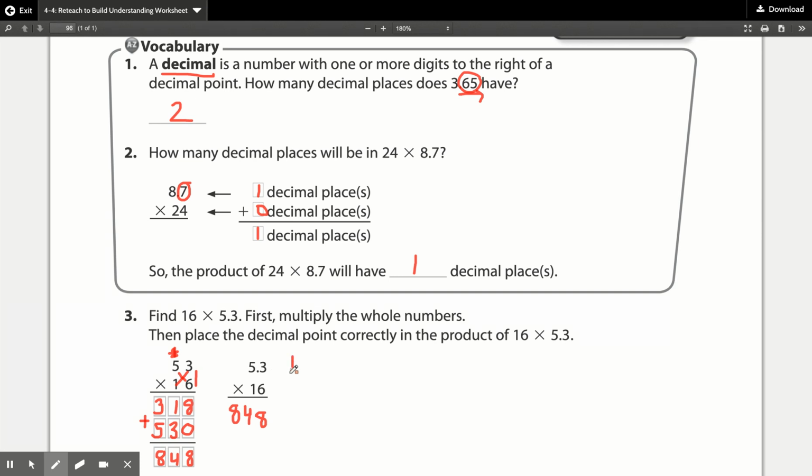But we already said here that I need to look at how many decimal places I have. There is one decimal place for 5.3. For 16, we have 0. So that means that our answer is going to have one decimal place. So I start here behind my 8, and I move one spot to the left, and that is where my decimal point goes. So 5.3 times 16 equals 84.8.